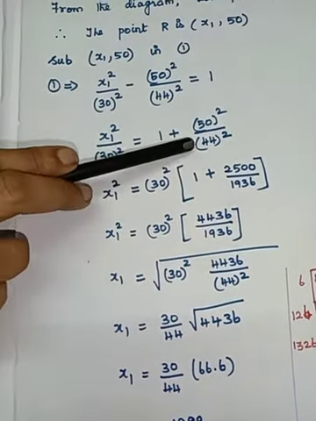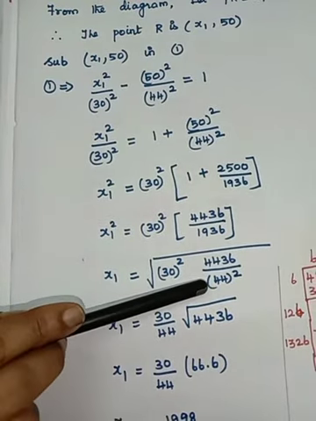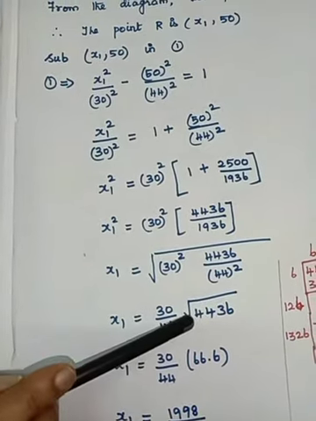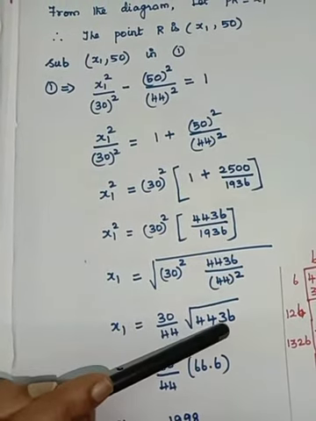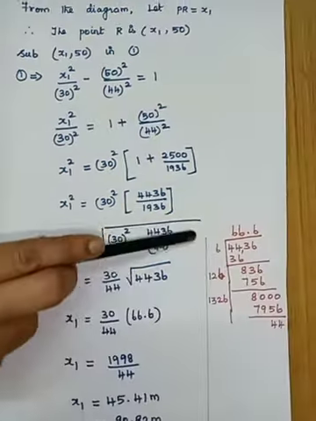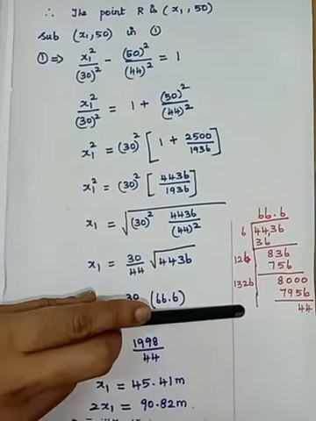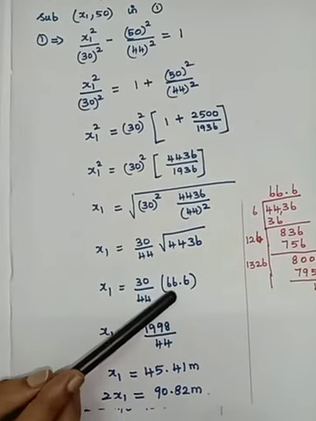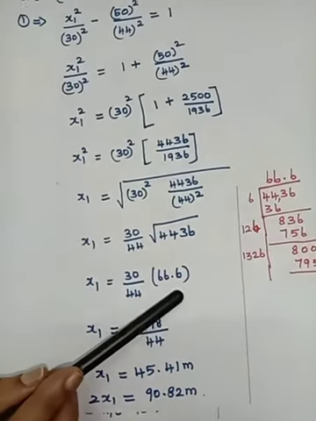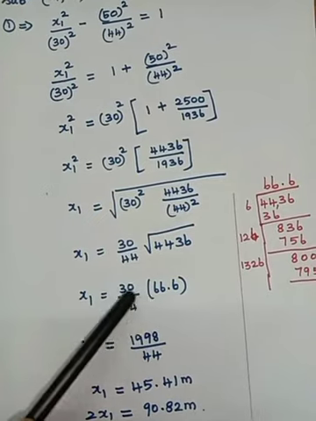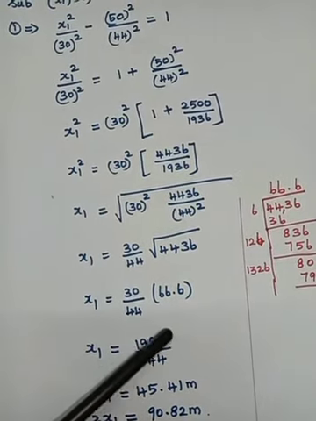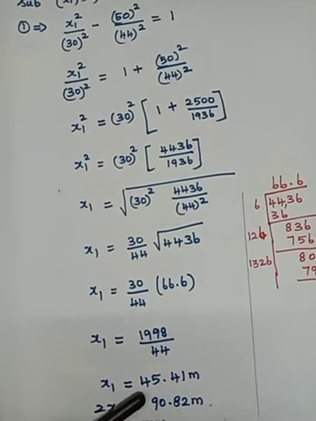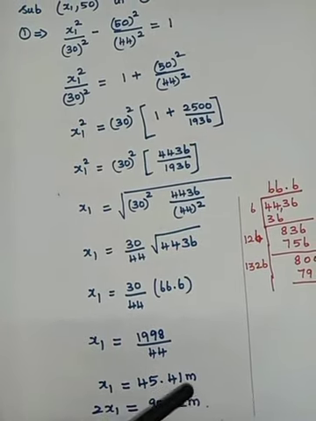1936 is from here. So it is 44 the whole square. So square root of 44 the whole square is 44. And you have to take the square root of 4436. So here in the rough column I have done here. Okay. So see to that. So it is nothing but 66.6. When you multiply 30 into 66.6, it is 1998. When it is divided by 44, your answer is 45.41 meter.